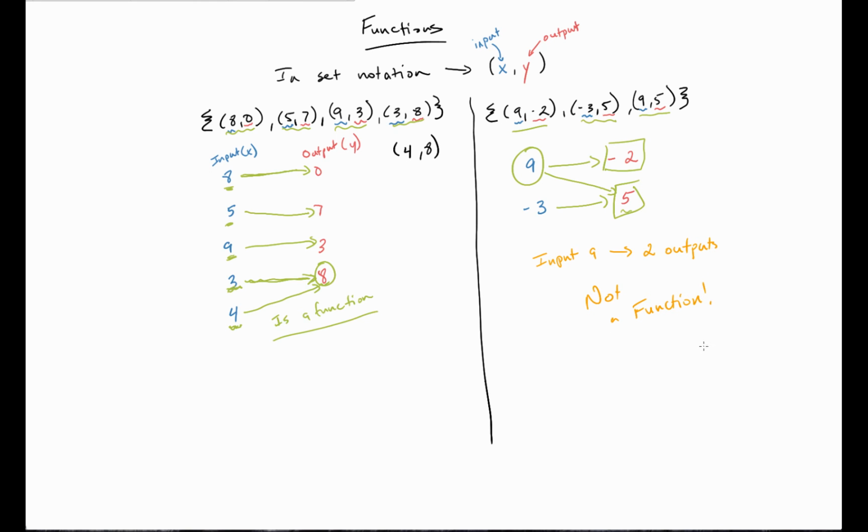So in closing, remember that each input can only have one arrow going from it. However, two inputs can go to the same output, just like in this first example here.